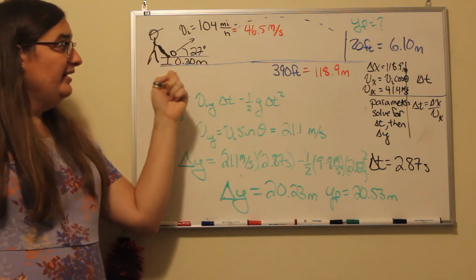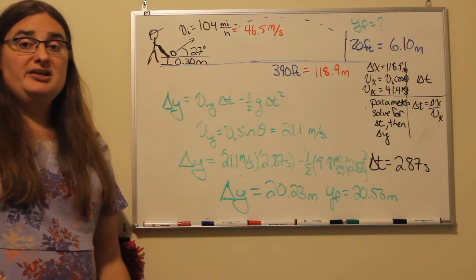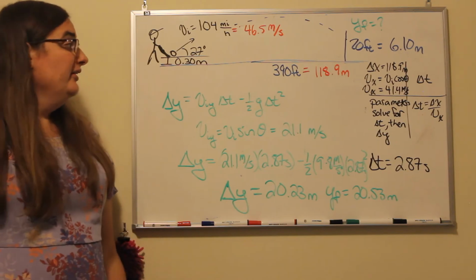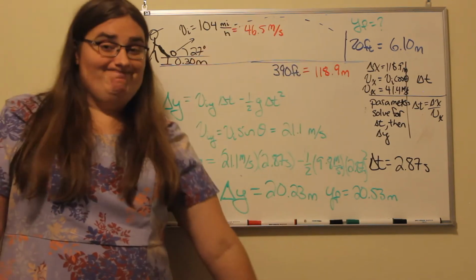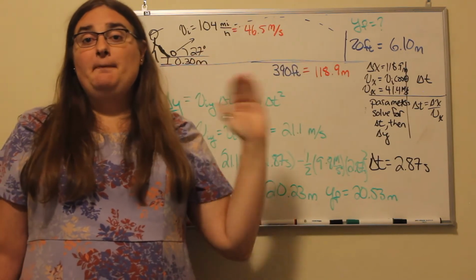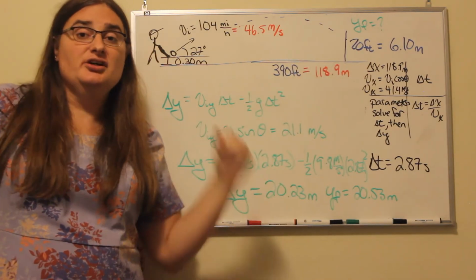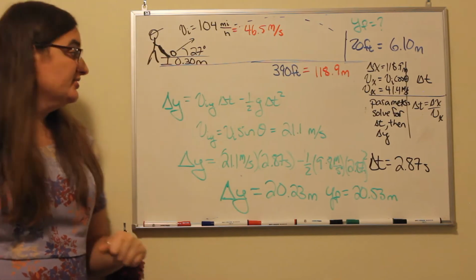If we get a height of negative 0.3 meters, that means the ball has landed somewhere. If we get a height that's super negative, that means the ball is hitting the ground long before it even gets to this distance. So let's see what happens.